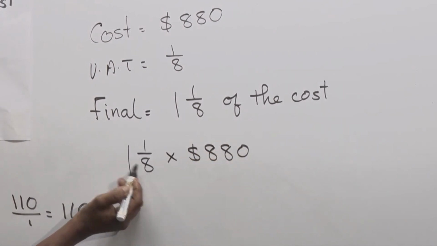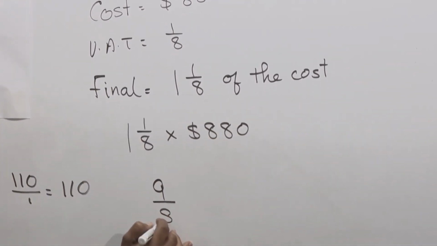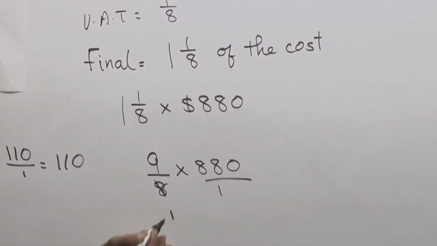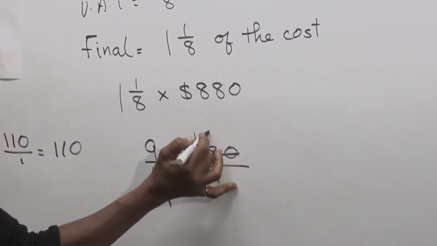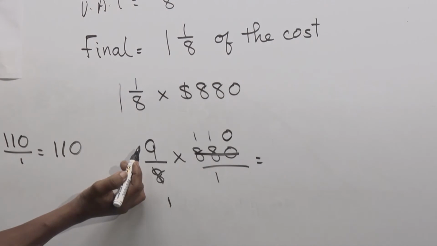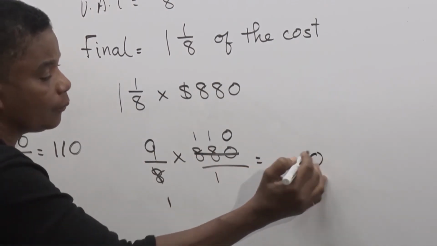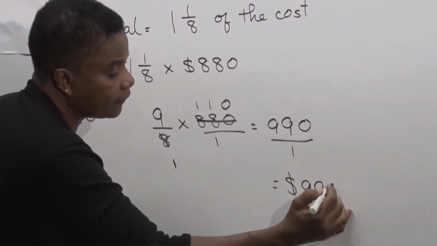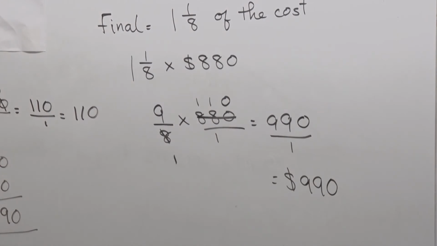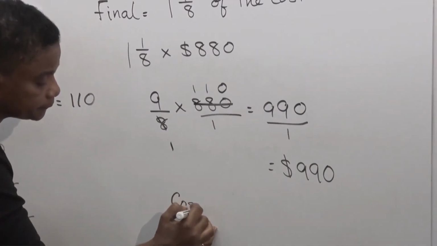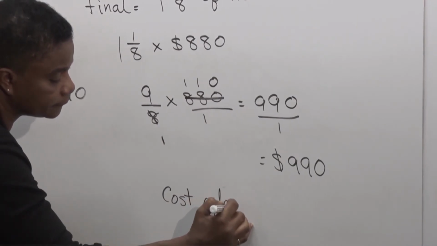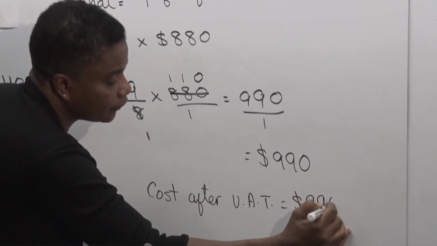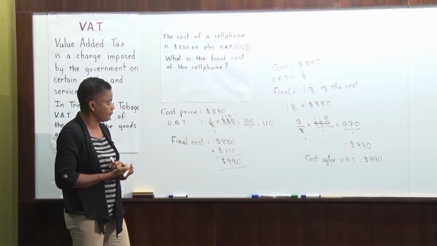$880. 8 ones are 8 and 1, 9/8 times $880. 8 into 8 is 1. 8 into 8, 1. 8 into 0, 0. When we multiply 9 by 110, we are going to get 990. So right away, we can get the price or the cost of the cell phone after VAT. So the cost after VAT, value added tax, would be $990. So there are two ways you can do the same problem.